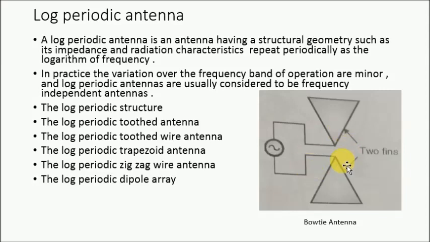By modifying the simple bow tie antenna, different geometries are possible, and some geometries are given here. Again, it is not restricted to this geometry. In advanced techniques, we have a larger number of log periodic antennas, but for our discussion we have taken very few. These are the log periodic structures: toothed planar antennas, toothed wire antennas, trapezoidal antennas, log periodic zigzag wire antennas, log periodic dipole arrays.